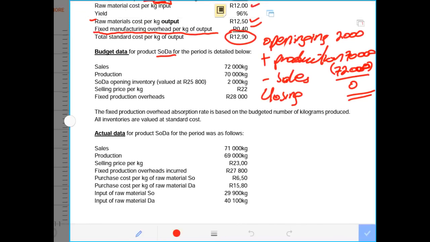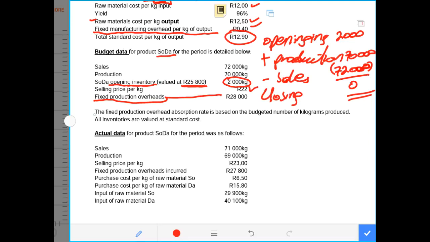Then we are provided further with the opening inventory, which is 25,800 rands, which is 2,000 opening units. As I said, that opening must have been 2,000 units for us to sell 2,000 more than what we have manufactured. Our selling price is 22 rand, and our budgeted fixed overheads are 28,000 rands.